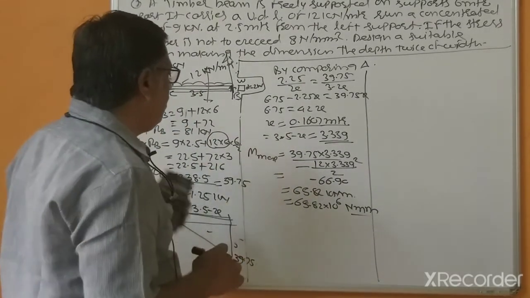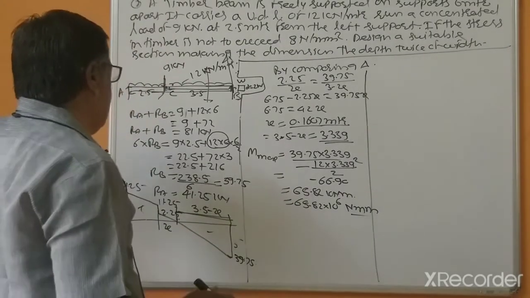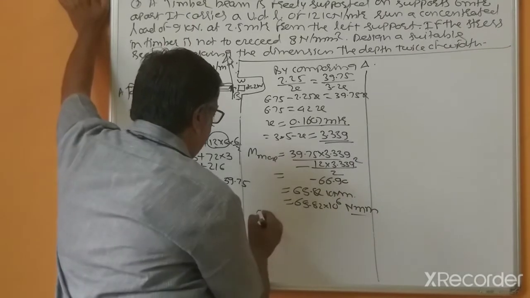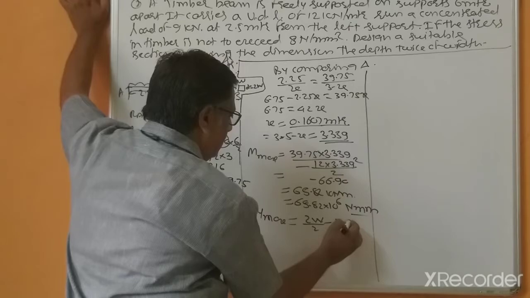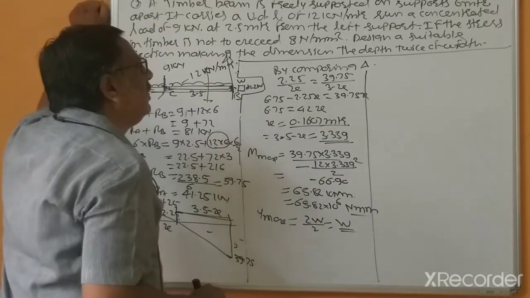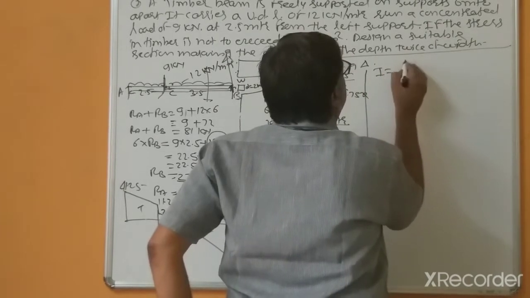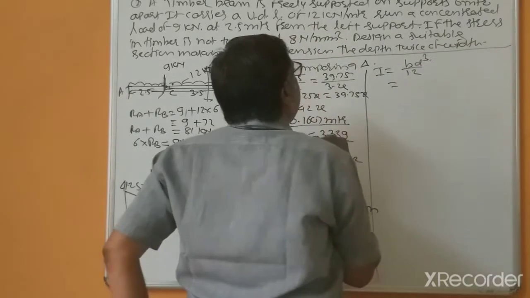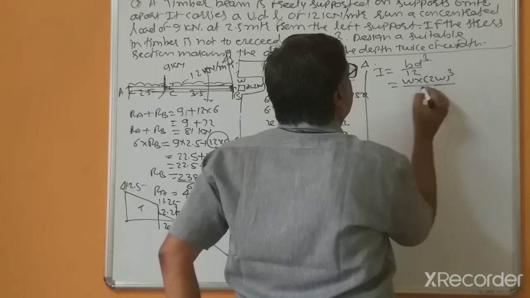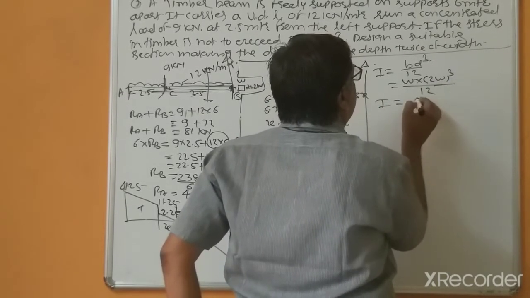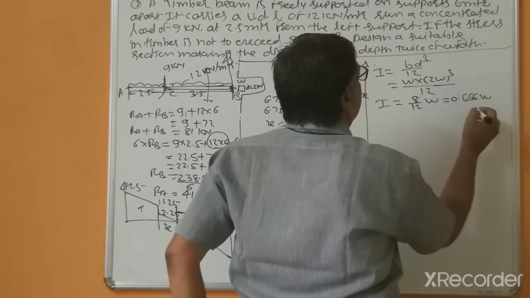Next, bending moment. Moment of inertia equal to, y max equal to depth, 2w divided by 2, so that's why width, and I moment of inertia equal to simply the formula BD cube divided by 12, B equal to W and depth equal to 2W, so that's why this is 8 divided by 12 into W, 0.66 W raised to 4.